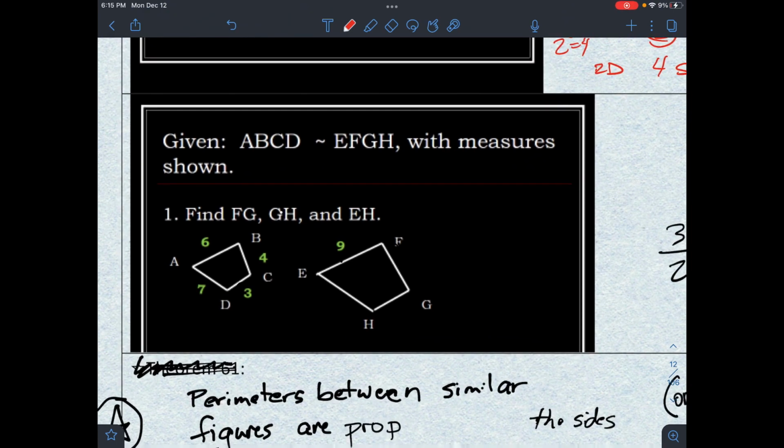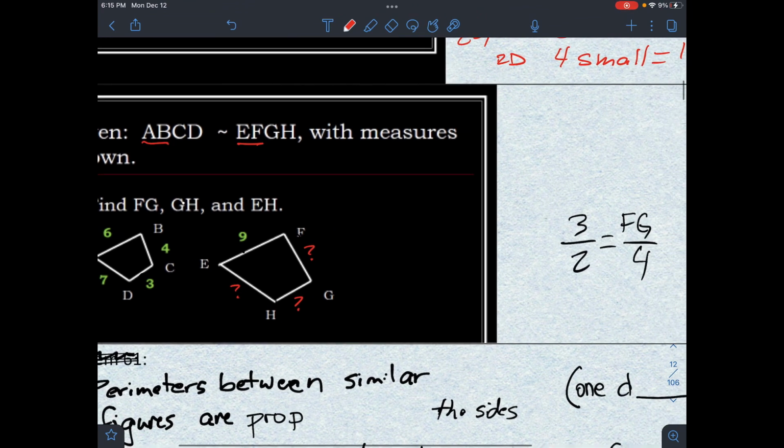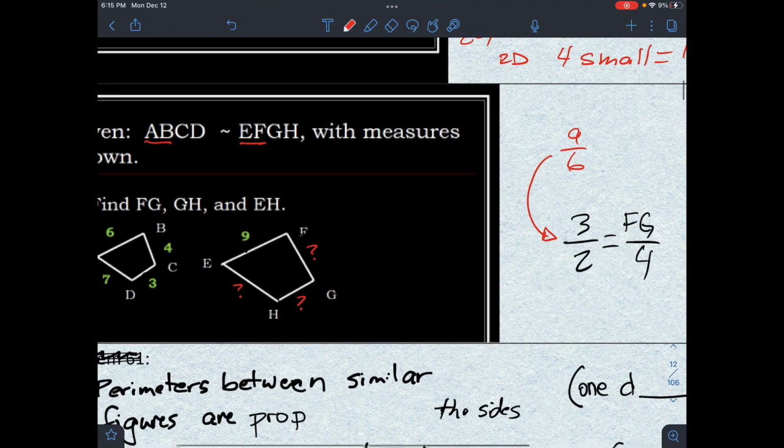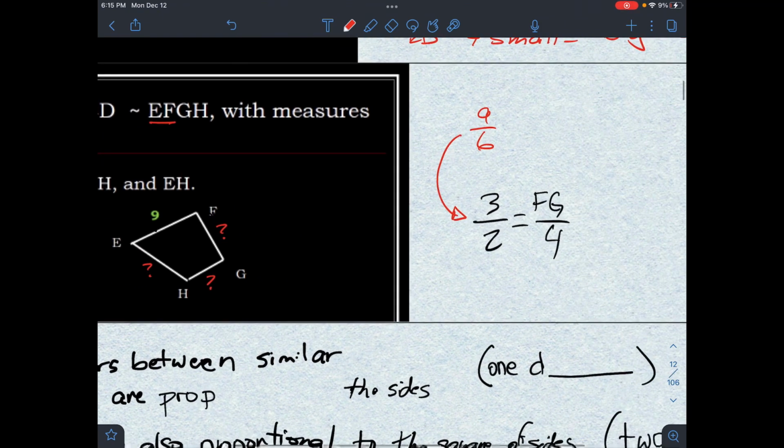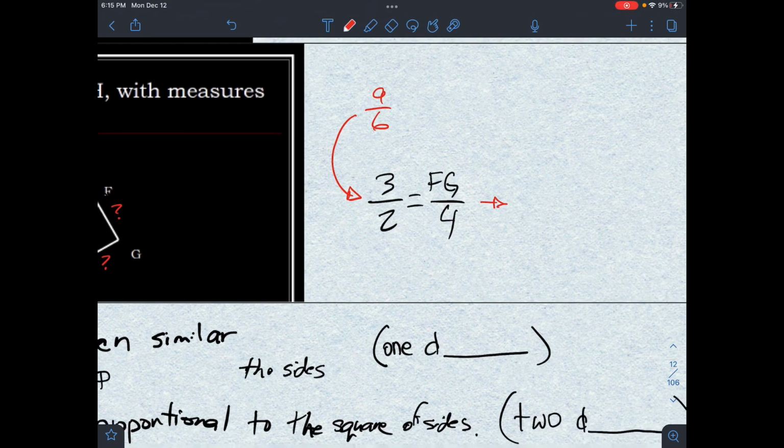Find FG, GH, and EH. Now again, to find these, make sure you always know the corresponding parts. Look on your diagram. So AB corresponds to EF. Yes? That's going to be our main setup. So we could say 9 is to 6. Now notice I can reduce 9 is to 6 down to 3 is to 2. All right, so then we take FG is to 4. I've set that up over here. And solving that problem, I think we get 12 is equal to 2FG. So FG would then equal 6.